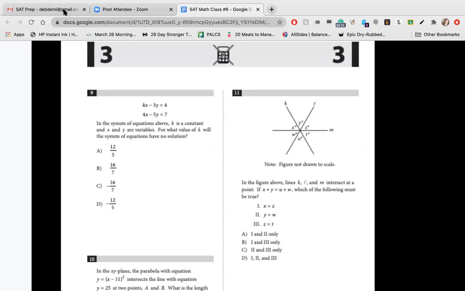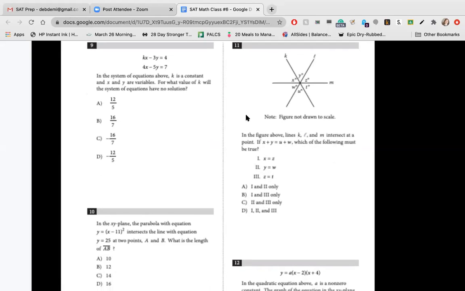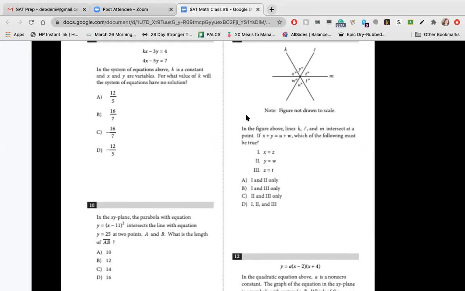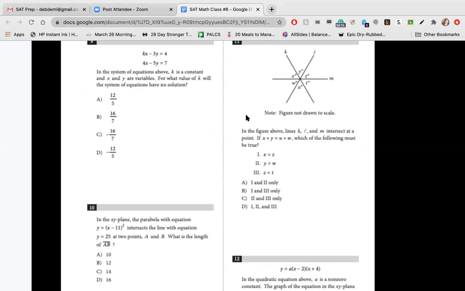Okay, 11. How do we play with 11? So I mark everything up. Let's see what we can mark up. It says in the figure they intersect, x plus y equals u plus w. Important thing here: we know that x plus y is equal to u plus w, these are the same. I'm going out on a limb. Now I'm going to start marking up everybody else who is the same.